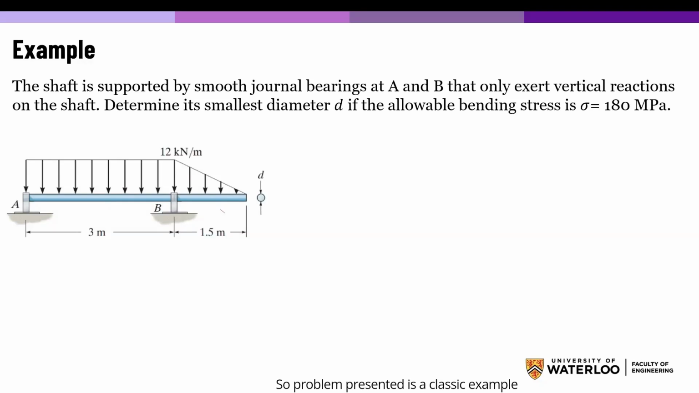So the problem presented is a classic example from the topic of bending stress in beams. For this particular problem, we're going to dive into looking at the shear force diagram and bending moment diagram. The shaft is supported by smooth journal bearings at A and B that only exert vertical reactions on the shaft. Determine its smallest diameter, D, if the allowable stress is equal to 180 megapascals.